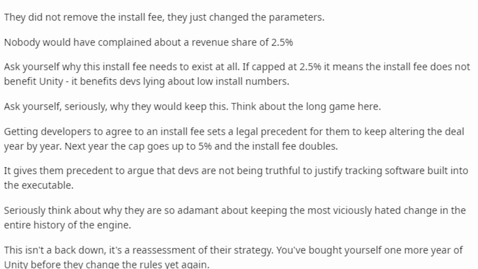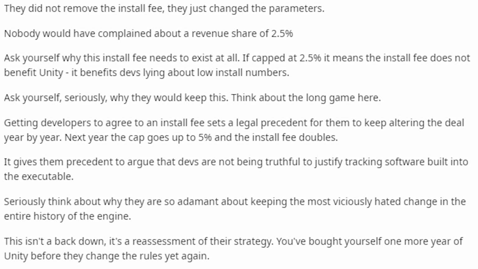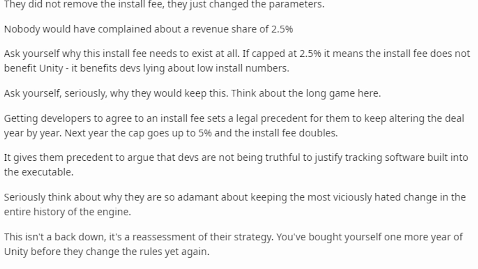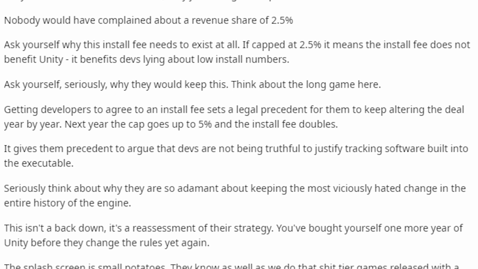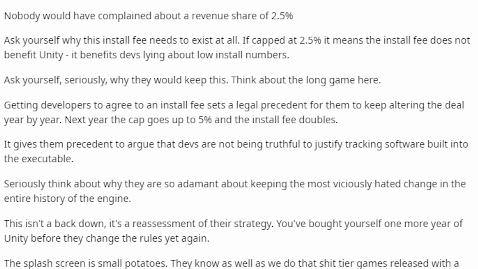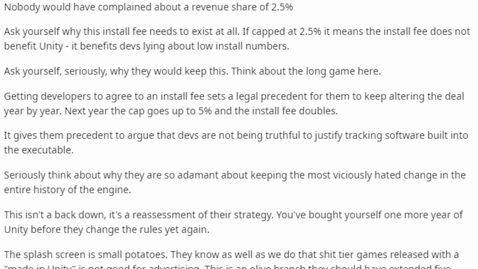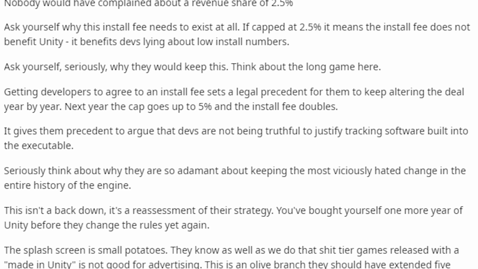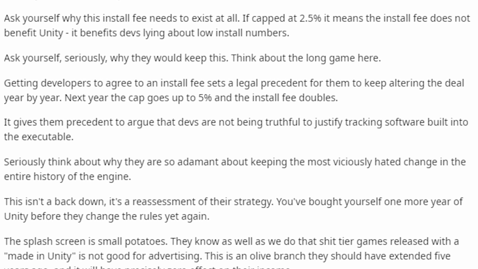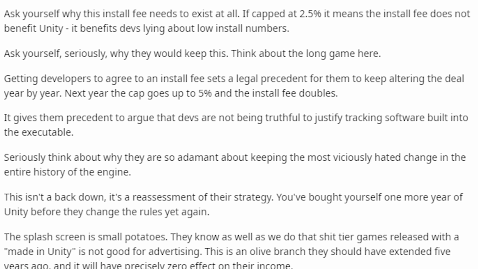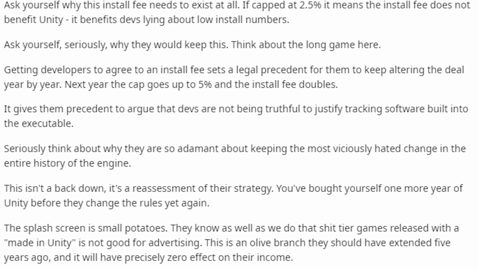Getting developers to agree on an install fee sets a legal precedent for them to keep altering the deal year by year. Next year the cap goes up to 5% and the install fee doubles. It gives them precedent to argue that devs are not being truthful to justify tracking software built into the executable. Seriously, think about why they are so adamant about keeping the most viciously hated change in the entire history of the engine. This isn't a back down, it's a reassessment of their strategy. You've bought yourself one more year of Unity before they change the rules yet again.